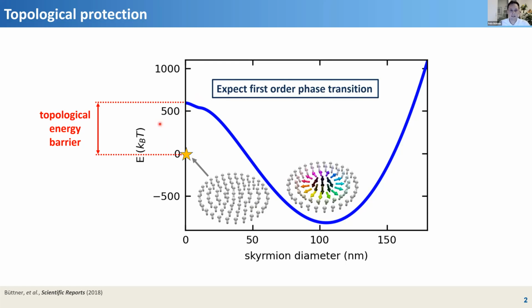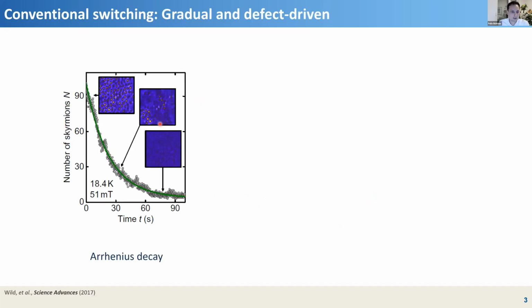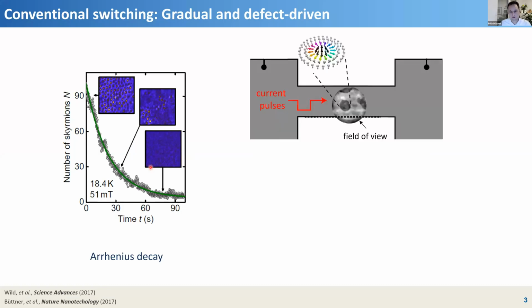In fact, experiments in the past have shown that switching is a gradual and defect-driven process. For example, in this paper by the group of Christian Back, they have observed that the decay, so the reverse process where you annihilate skyrmions, is an Arrhenius-driven decay process. At the same time, we have also observed the nucleation of magnetic skyrmions by spin-orbit current pulses. So the experiment is depicted here.